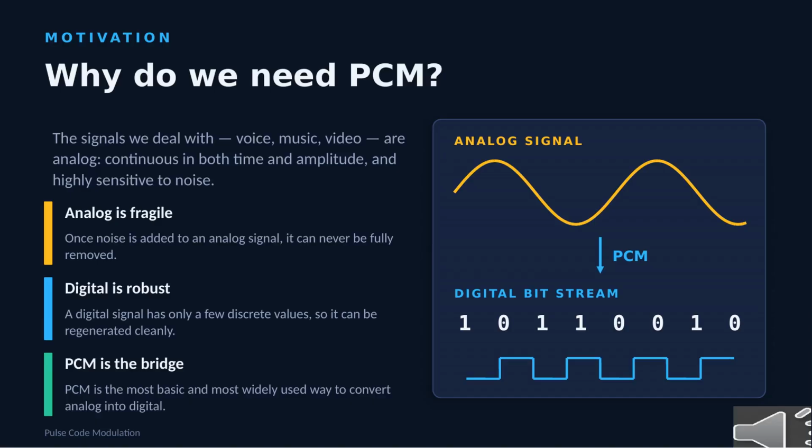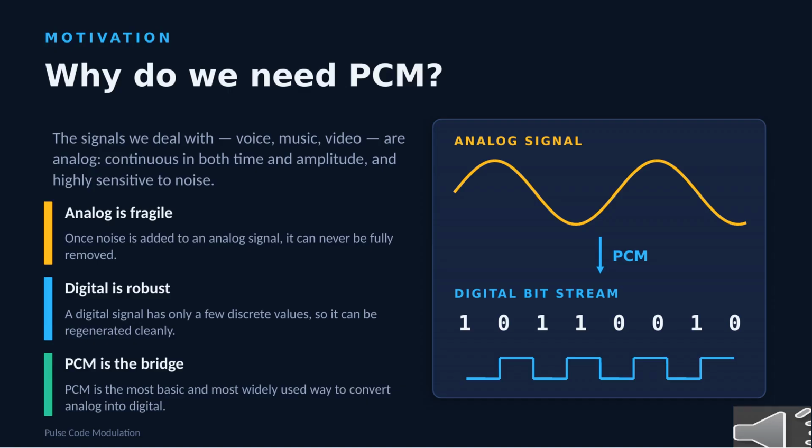The signals around us, like our voice, music, and video, are all analog signals. An analog signal is continuous in two senses, continuous in time and continuous in amplitude. Means it can take any value within a range. Now, analog signals are very sensitive to noise. Once noise gets added during transmission, it is almost impossible to remove it completely.